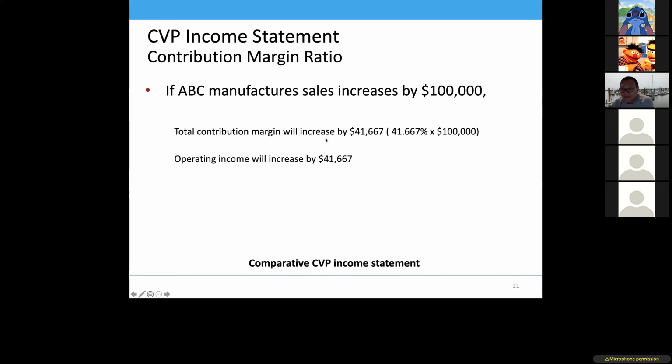Yeah. So when the sales increase, the contribution margin will increase, right? And it will increase by how much? The contribution margin ratio times the increase in sales, okay? And the operating income will increase by 41,667, okay? So if you don't believe me, I believe I have an Excel sheet. Okay, so I'm going to show you this. Just give me 1 second. I'm opening the Excel sheet here.